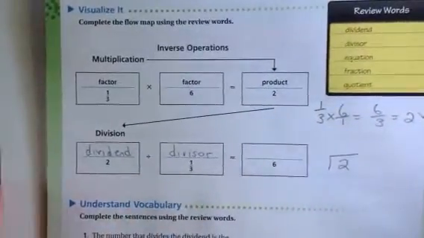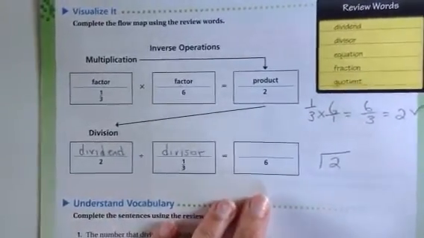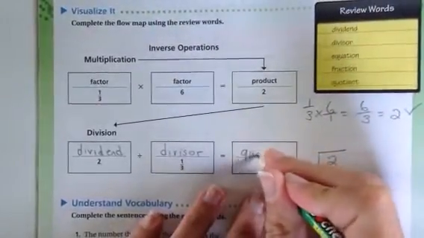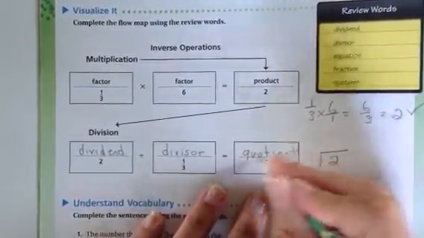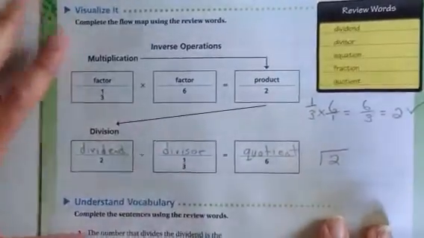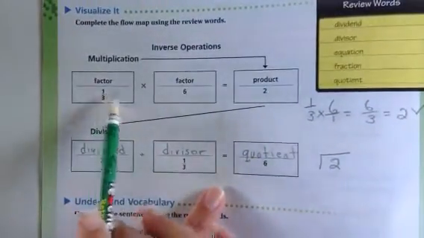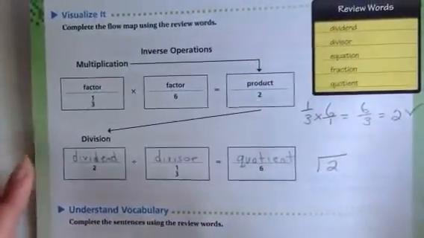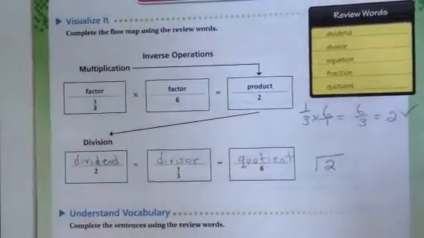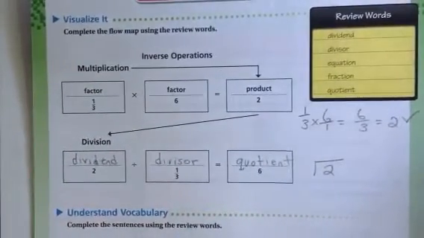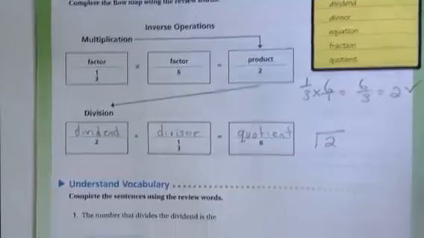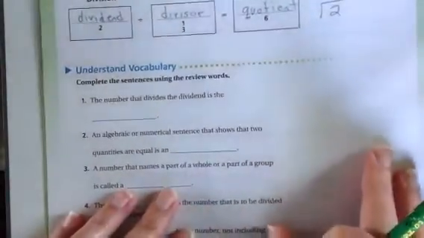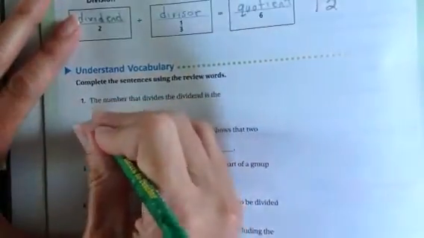And do you know what the answer to a division problem is called? If you were thinking quotient, you are correct. Okay, so we have our multiplication and then we have our inverse division. So these are just some review words that I wanted to walk you through before we get started on the chapter. Okay, the number that divides the dividend is the divisor.